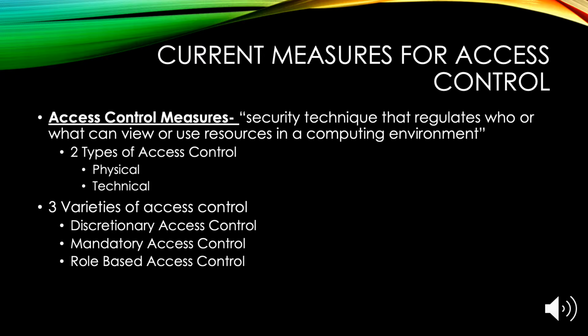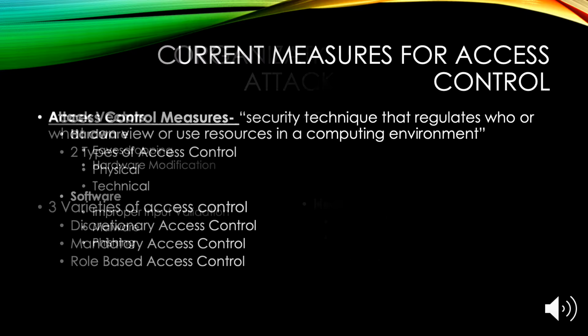There are different measures in place at the organization for access control. The two types of access control are physical and technical. Examples of physical access control are gates and fences. Technical access controls are users' credentials, firewalls, protocols, and encryption. The three main varieties of access controls are discretionary, mandatory, and role-based. The organization uses discretionary access control.